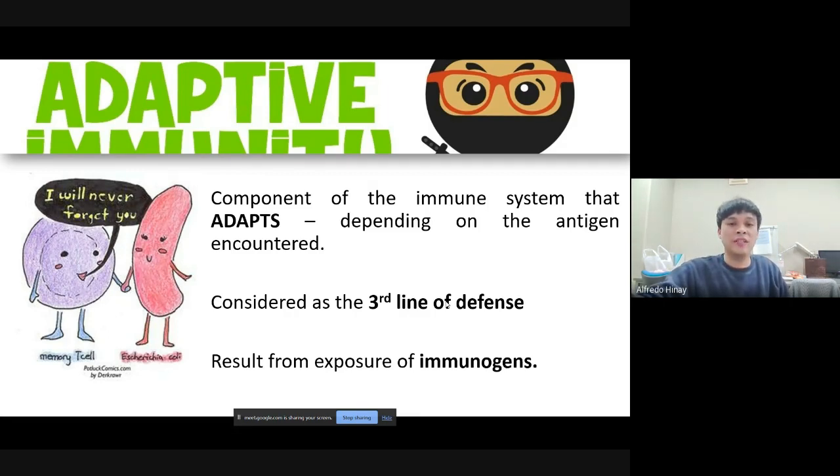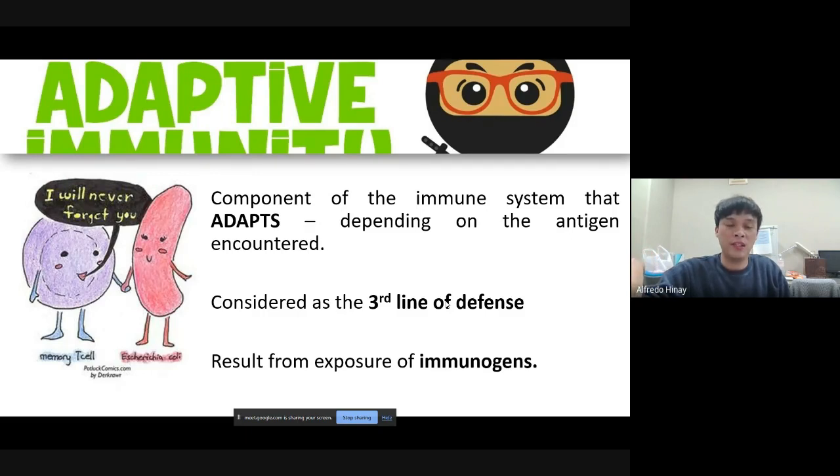Okay? So this is considered the third line of defense, because our first line of defense is the innate. You might wonder, shouldn't it be only two? But when you recall the discussion in your innate immunity class, you have two lines of defense. You have your anatomical barriers and defense mechanisms, and then second will be your cellular and humoral. Then third will be your adaptive immunity.